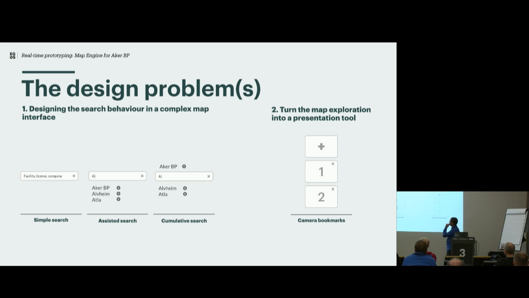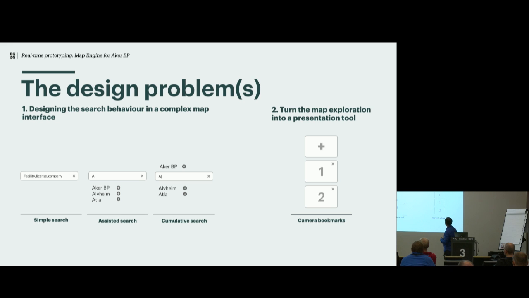Two particular design problems that this prototype was looking at was how to go from a simple search to an assisted search, where it's already picking up what it has, which terms match the database, and from that to a cumulative search, where you keep adding tags to your search. This is quite difficult to do in static clickable prototypes, so I resorted to TouchDesigner to try those ideas out and test them with users.